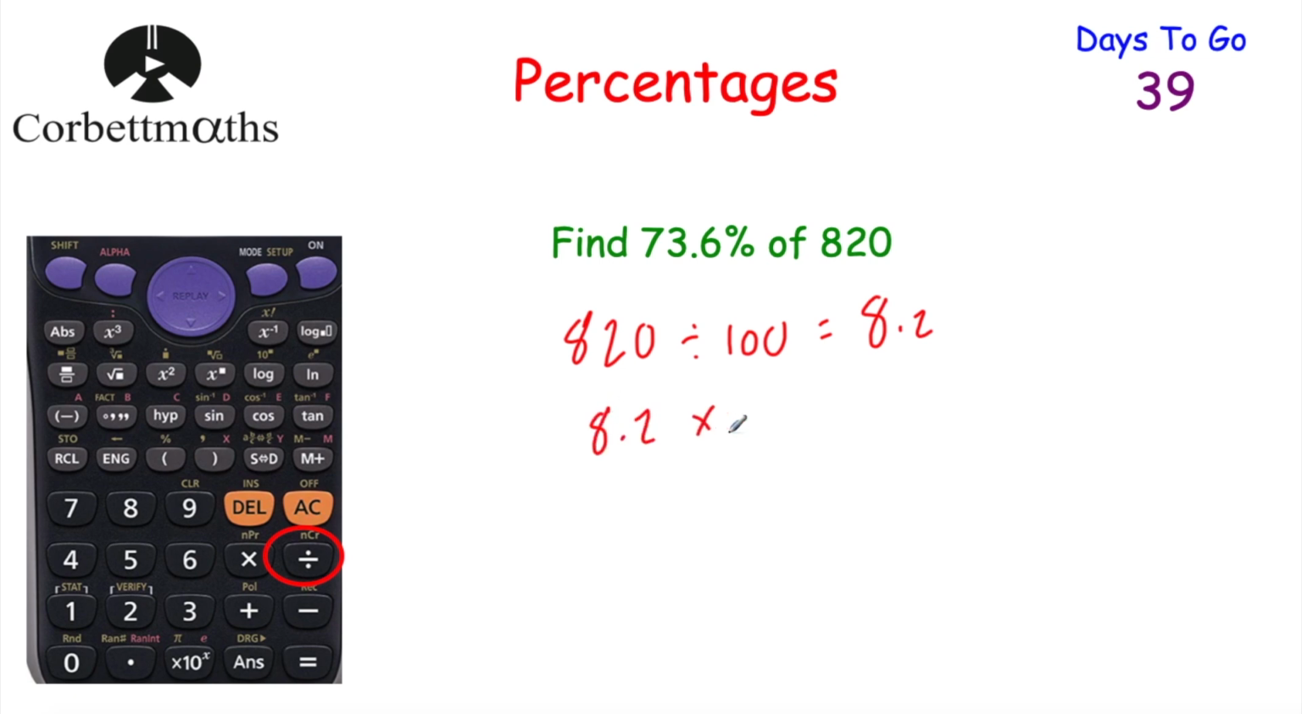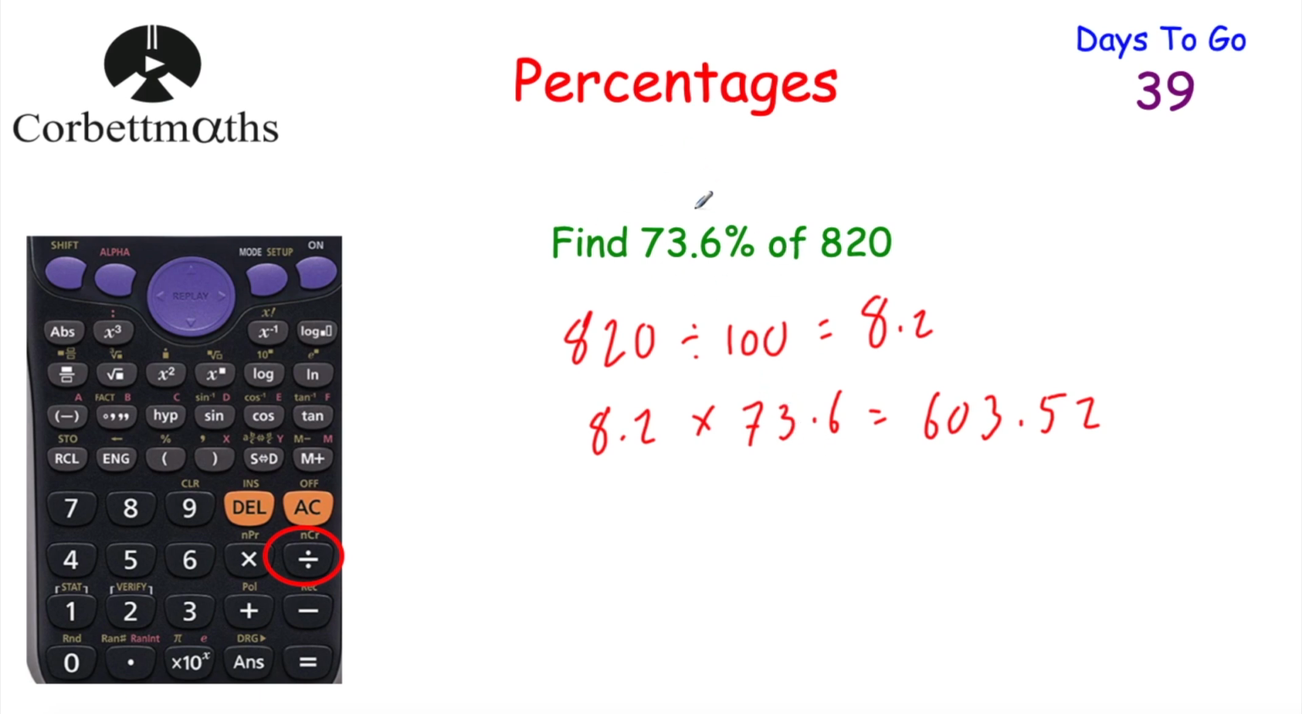So 8.2 multiplied by 73.6 would be equal to 603.52. So that means that 73.6% of 820 would be 603.52. So that's one approach we could use, divide by 100 to find 1% and multiply by the percentage we want.